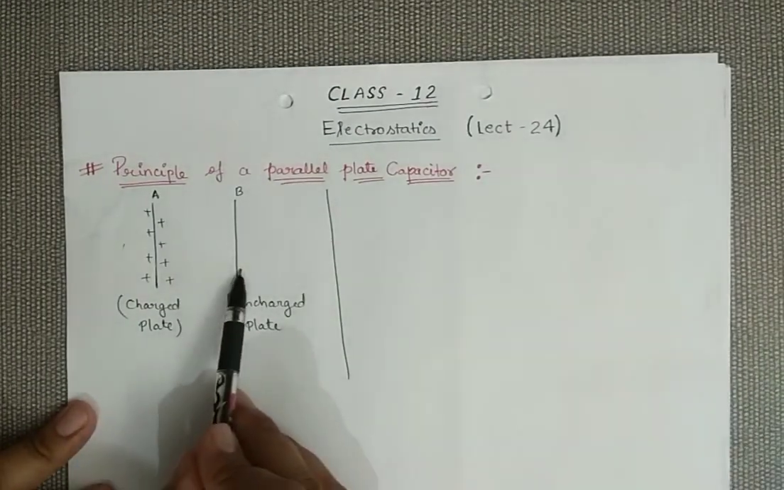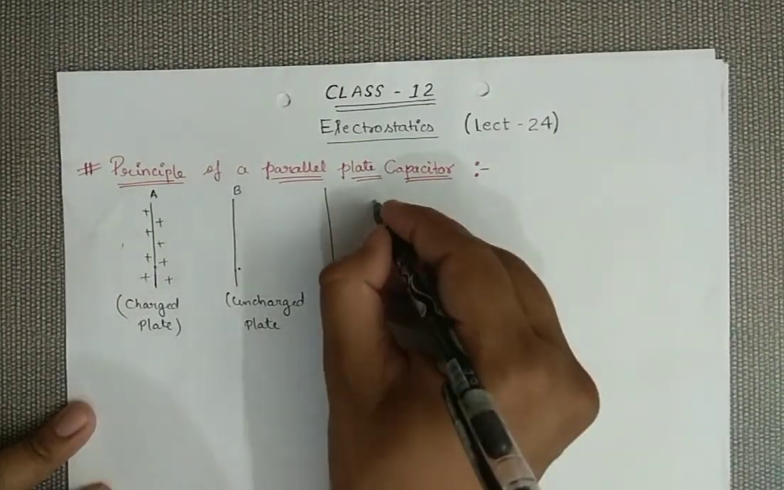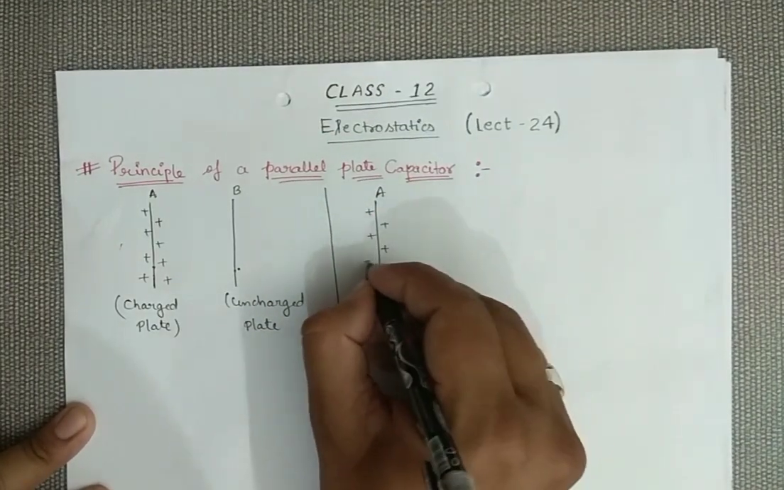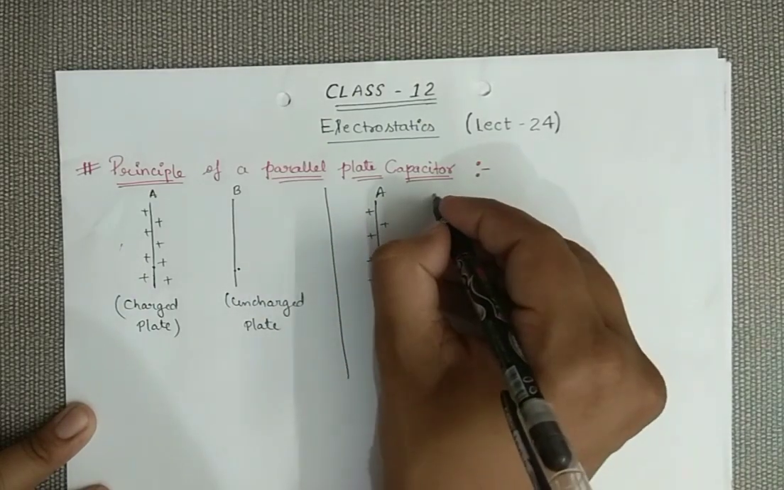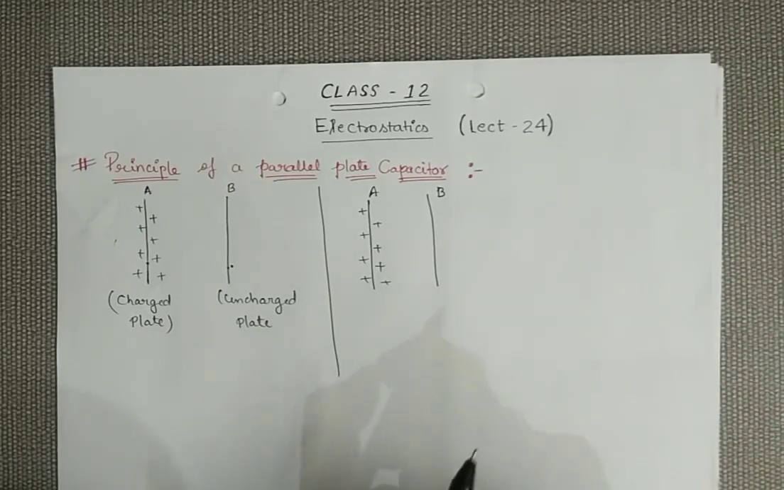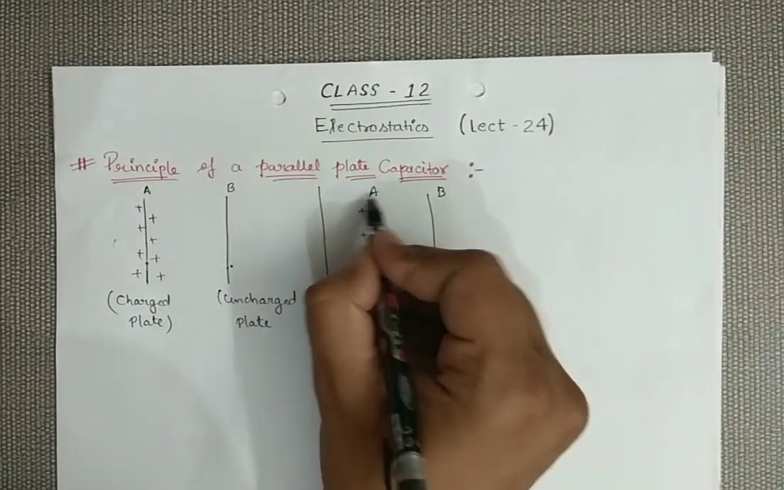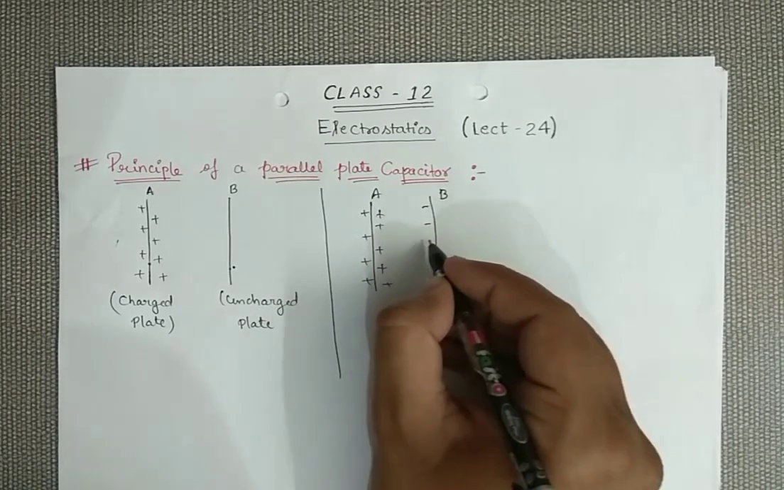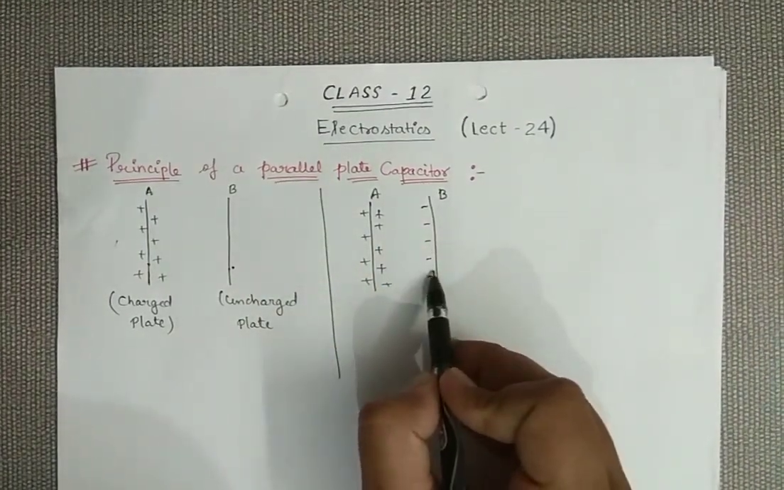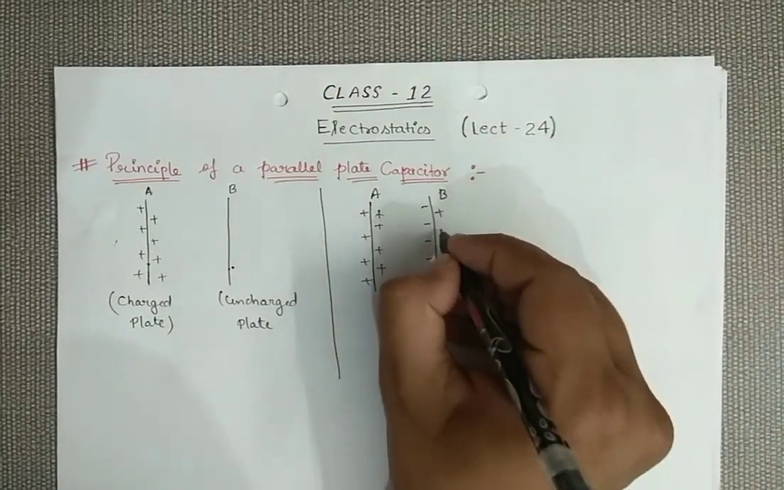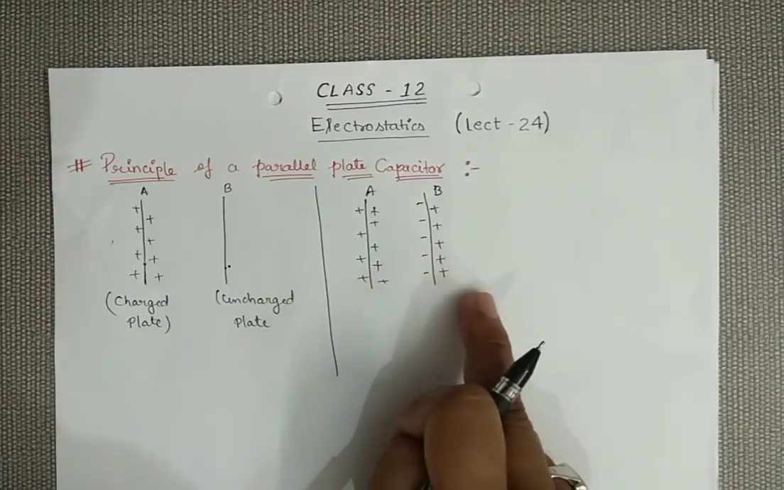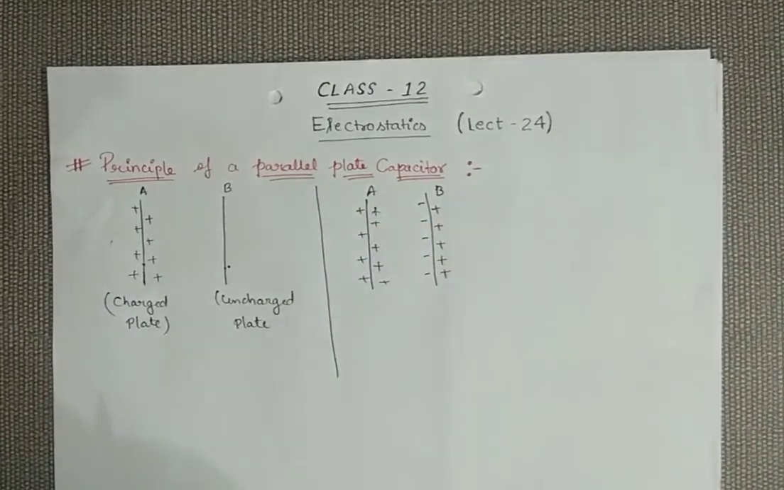As I bring this plate near plate A, due to induction, this was plate A, and here I bring plate B. Now what is going to happen? Just remember the process of induction. Due to this positive charge, there will be induction of negative charge on this side, and all the positive charge will repel outside. So the positive charge will develop on the outer side of plate B. Positive charge on the outer side, negative charge on the inner side of the plate.